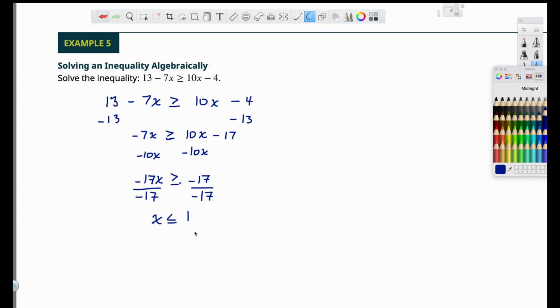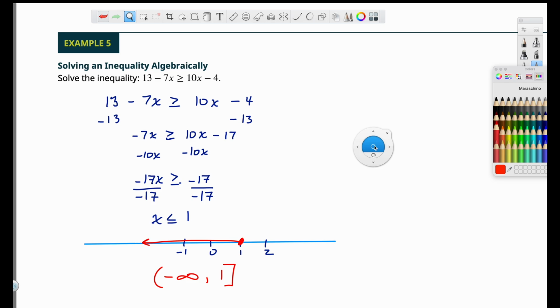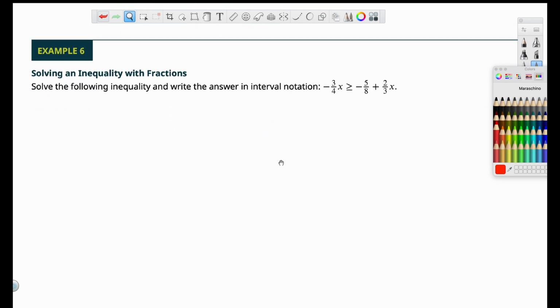This is positive 1. So x is less than or equal to 1. We're at negative 1, 0, 1, 2. We're including 1, and we're saying everything less than. So in interval notation, we write it like that with a bracket.